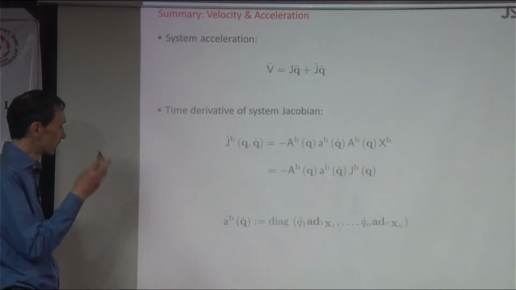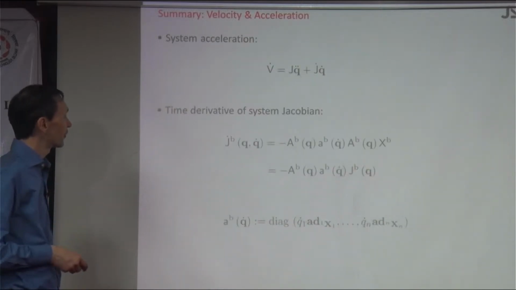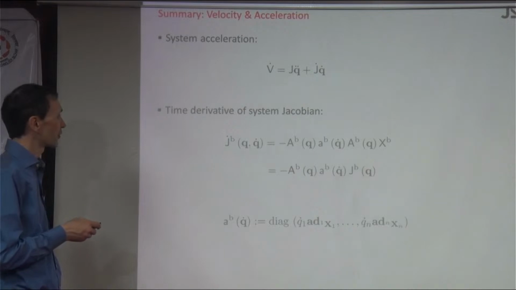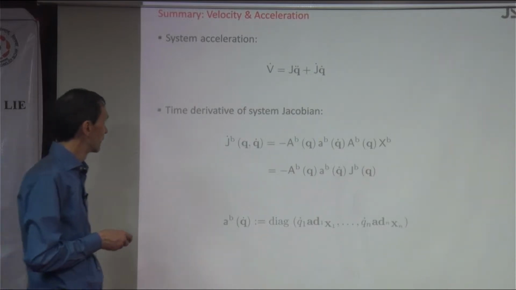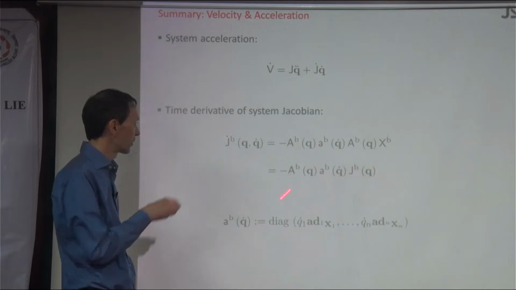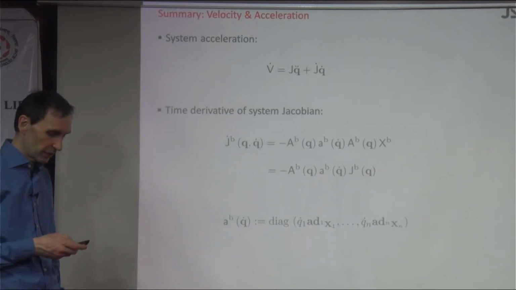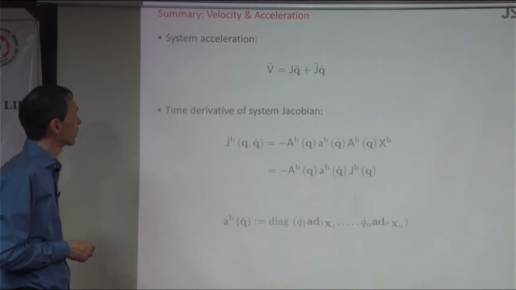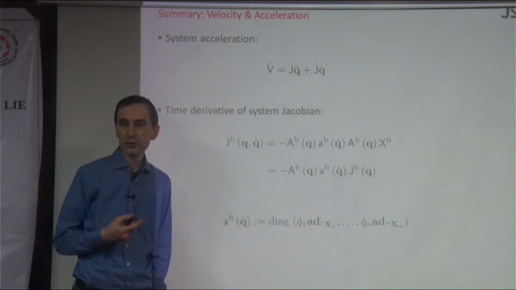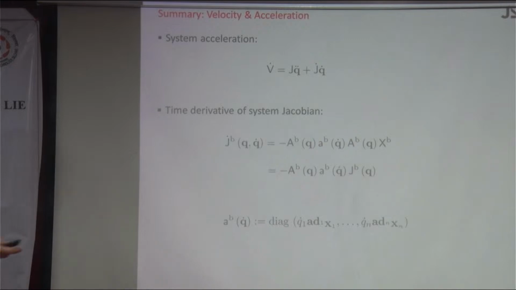Yes, and then finally the time derivative. So this was the Jacobian itself. The time derivative is, of course, just what we said. J dot is that equation, minus A times little a times J. Okay, and if this is so, then we can actually proceed, because this is what we need for the dynamics, right? Because for the dynamics you need accelerations, and that's essentially it.